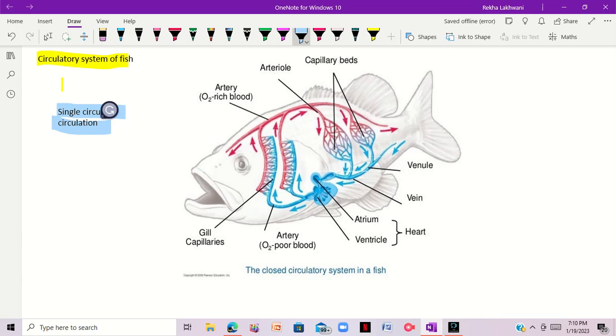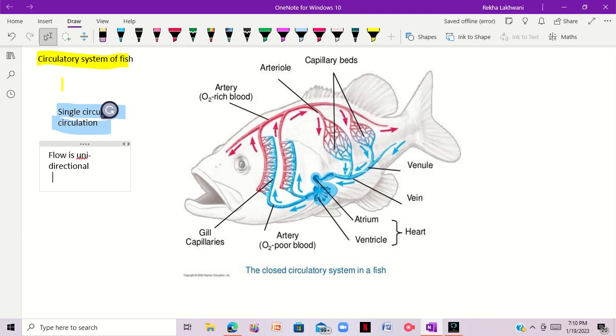circulatory system of fish. So it is very important to know that in the circulatory system of fish, the circulation is basically single circuit, right? So now let's discuss the components of the circulation in fish, right? So basically the flow is unidirectional. It will flow in only one direction, right?